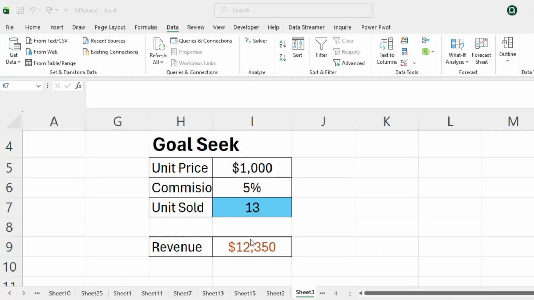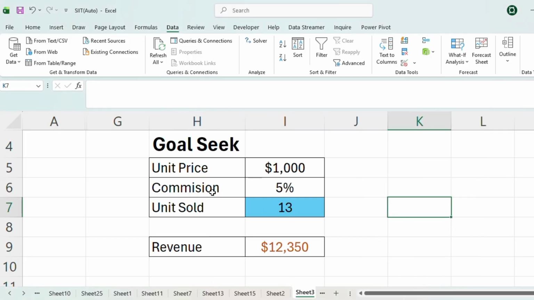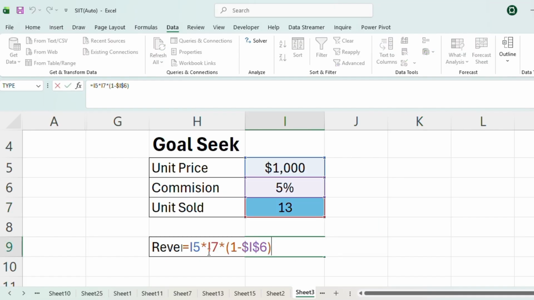Let me show you how you can use a goal-seek tool in Excel with a very simple example. Suppose you have a unit price of $1,000 and you're paying a commission of 5%. How many units would you need to sell to reach a revenue of $5,000? Revenue is calculated by multiplying the unit price with the number of units sold and then subtracting 5% commission from the total, using this particular formula here.